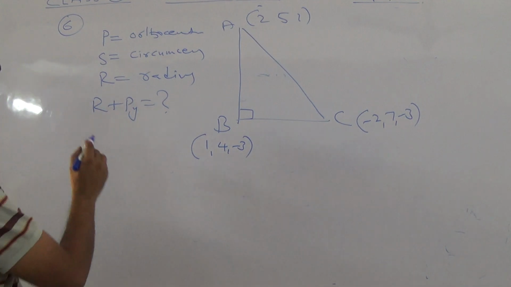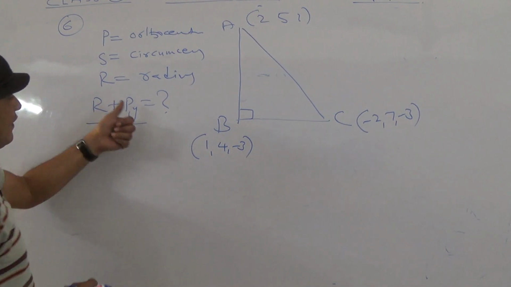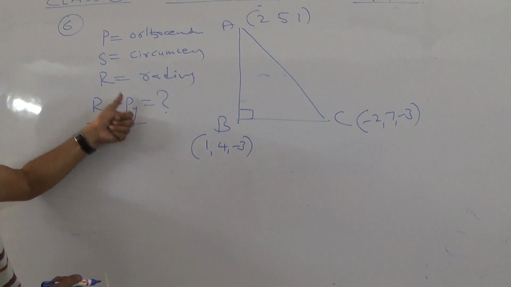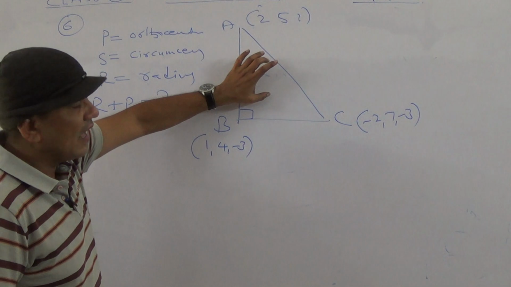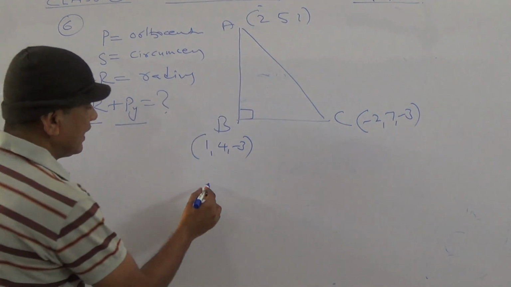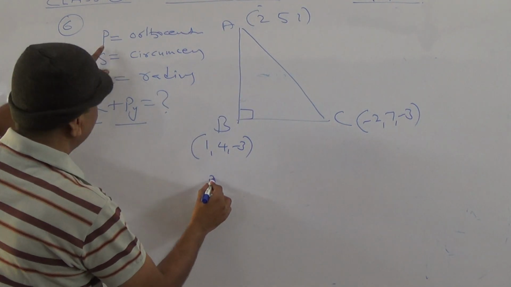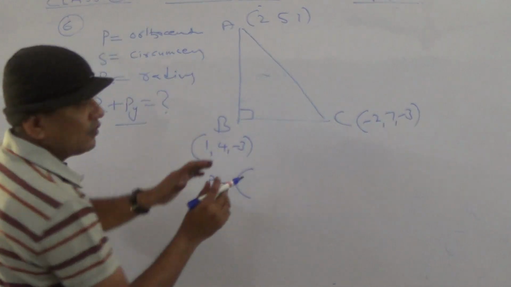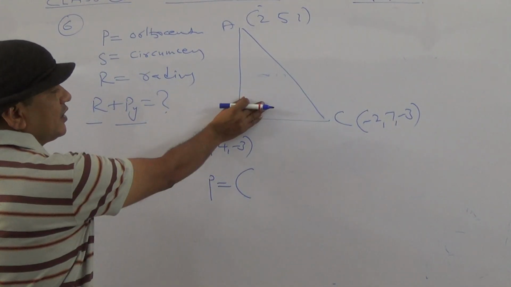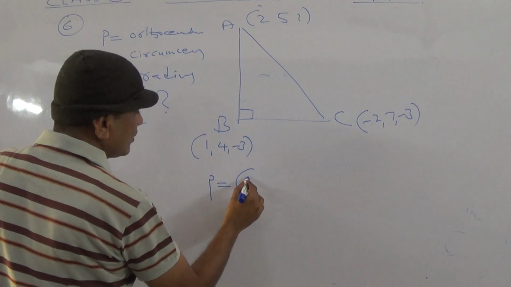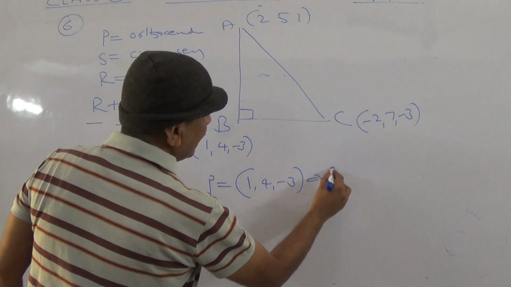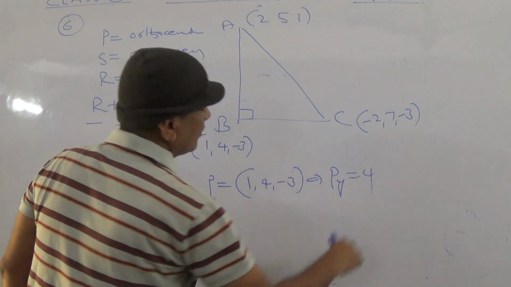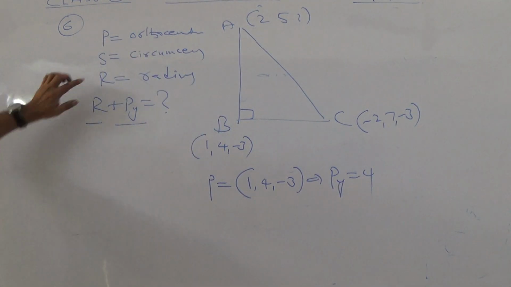To find R plus PY, first PY means the y coordinate of P. What is the orthocenter? The given triangle is a right angle triangle, so the orthocenter is the vertex at the right angle. That means the orthocenter is (1, 4, -3). Then PY, the y coordinate of this point, is equal to 4. Then what is R?